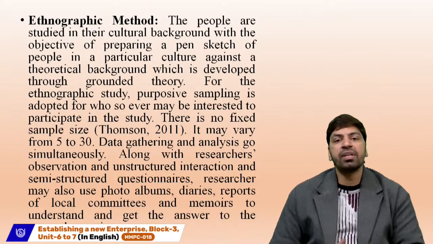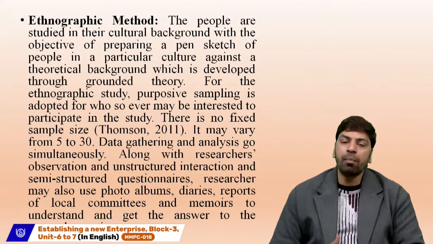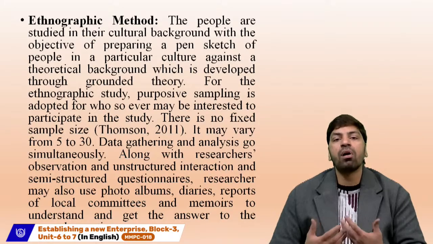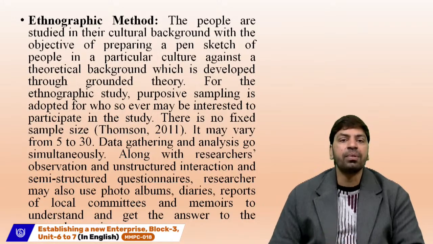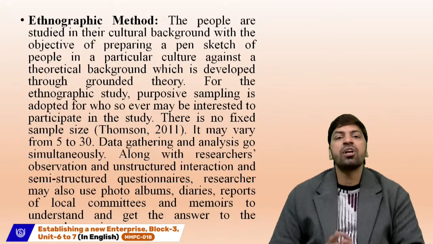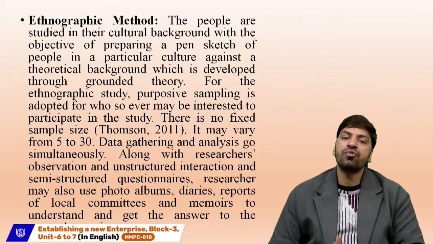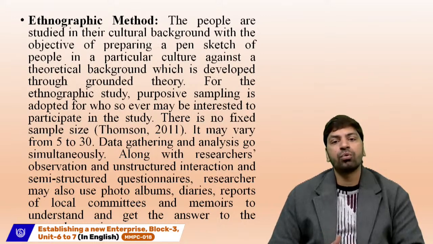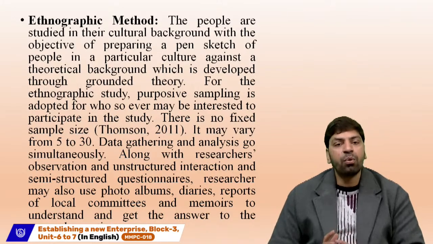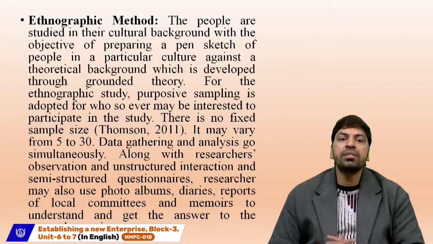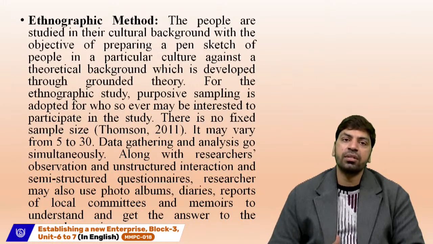In an ethnographic study, purposive sampling is almost always adopted, including people who may not be interested to participate in the study. So there are no fixed samples; it may range from 5 to 30 samples, and the data gathering and analysis always go on simultaneously. Along with the researcher's observation, unstructured interaction and semi-structured questionnaires, the researcher also looks at photo albums, diaries, and reports of local committees and members to understand and get the answer to the research question.